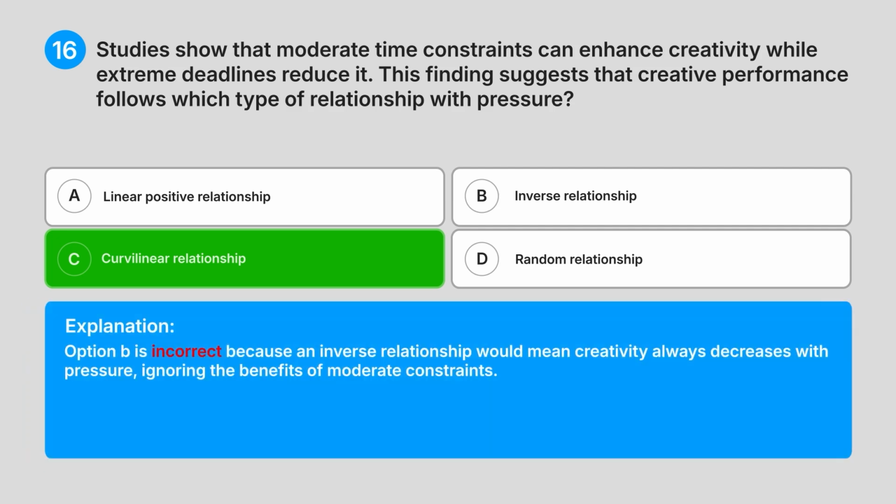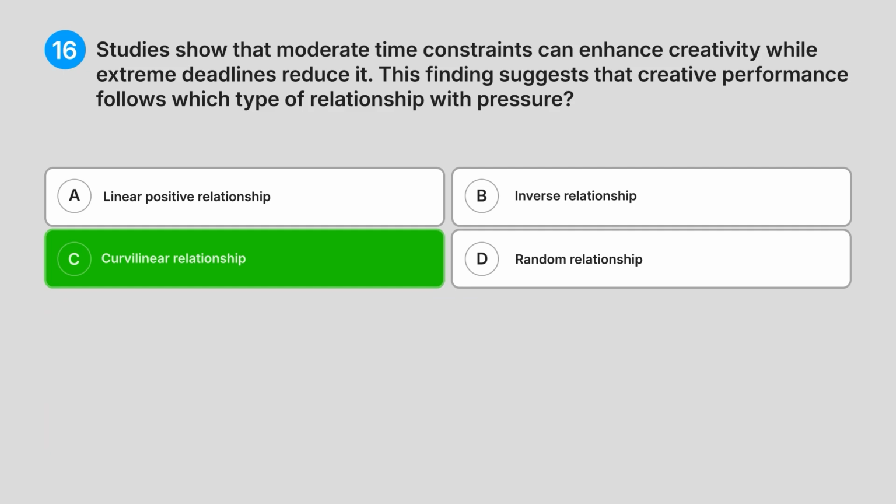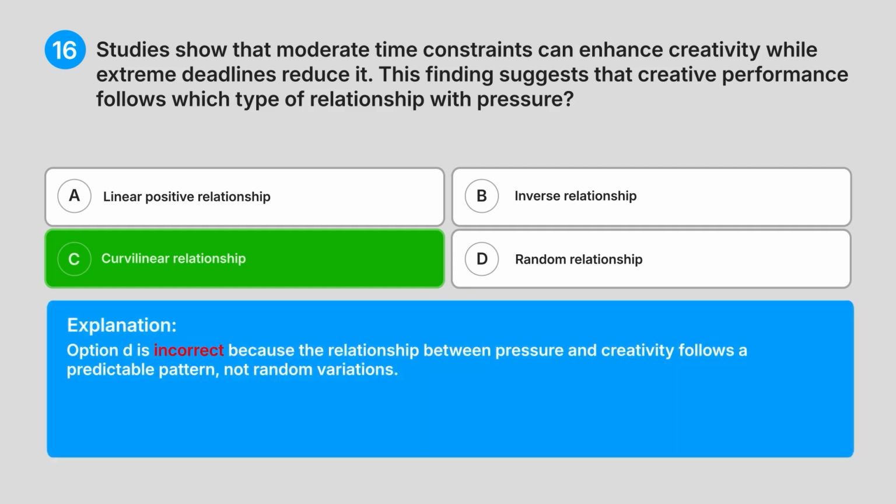Option B is incorrect because an inverse relationship would mean creativity always decreases with pressure, ignoring the benefits of moderate constraints. Option D is incorrect because the relationship between pressure and creativity follows a predictable pattern, not random variations.